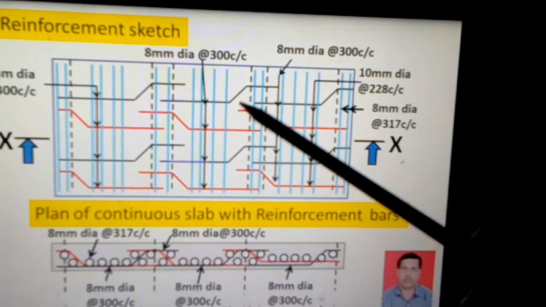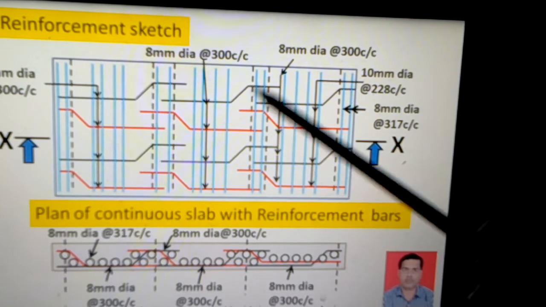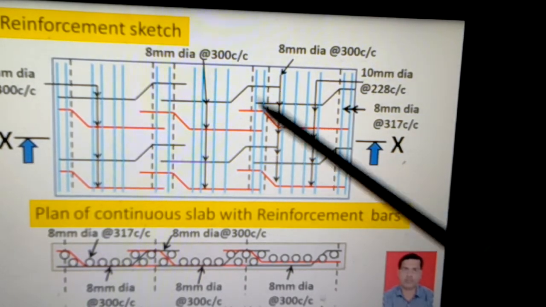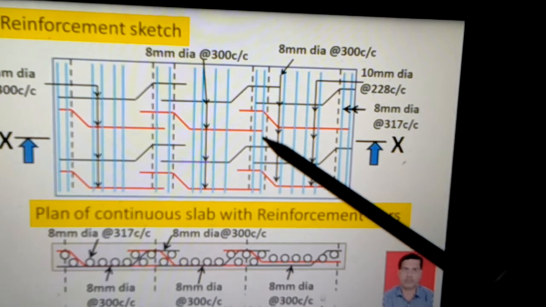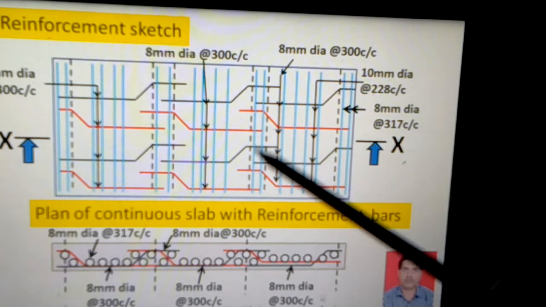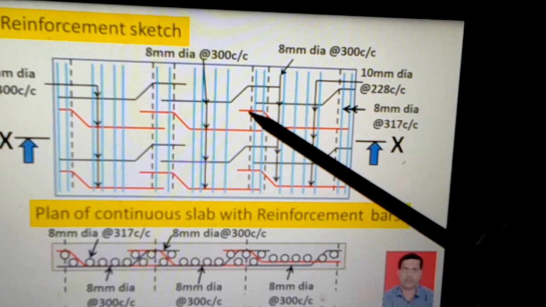But when 50% of this area goes near to the top of the supports, then between black bars the spacing becomes double of 300, or 600. Between red bars, these two red bars, the spacing becomes double of 300, that is 600.